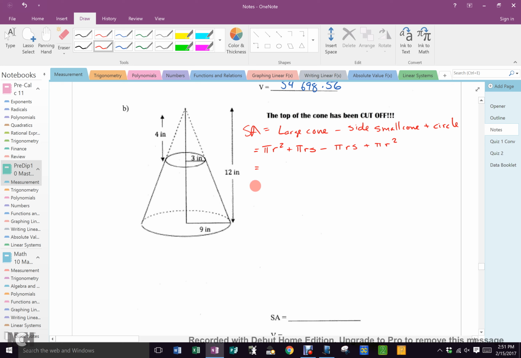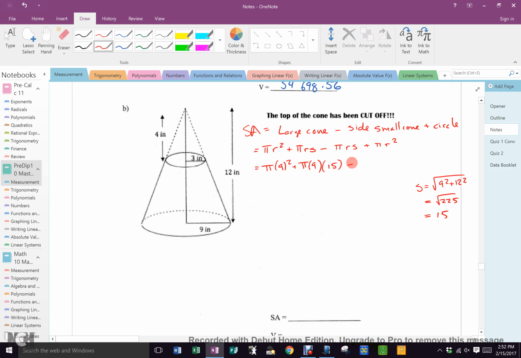So now all I got to do is figure it out. Pi, the radius of the large cone is 9, so 9 squared, plus pi times 9. Now I need the slant height here, right? And that's Pythagoras with 9 and 12. So when I do Pythagoras with 9 and 12, I find slant height equals the square root of 9 squared plus 12 squared, which is the square root of 225, which is 15. So my first S is 15.